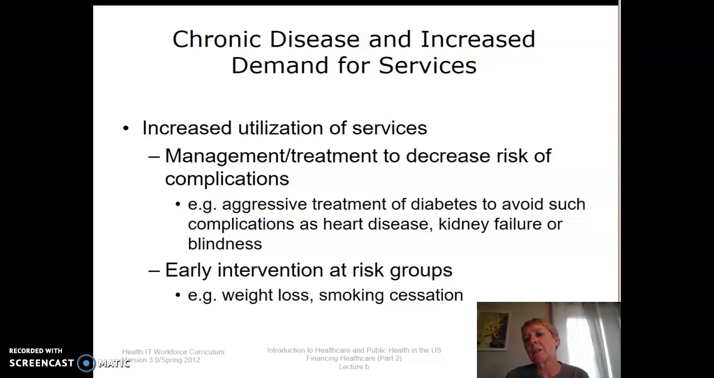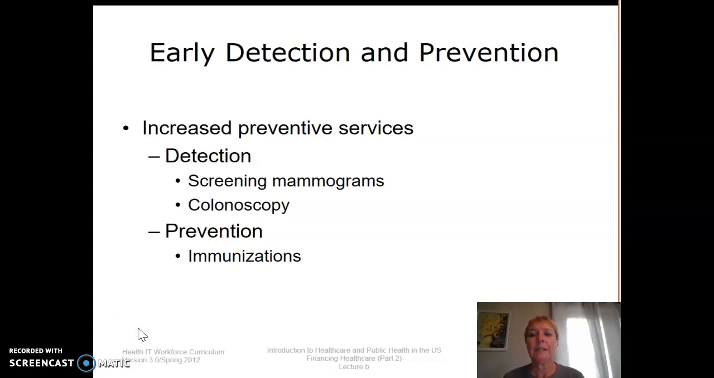One thing that you can do: early intervention of risk groups, weight loss, smoking. But the issue with these early interventions, unless that person really wants to participate, it's not going to be helpful. They have to want to do it. Early detection and prevention is one way to help reduce costs.